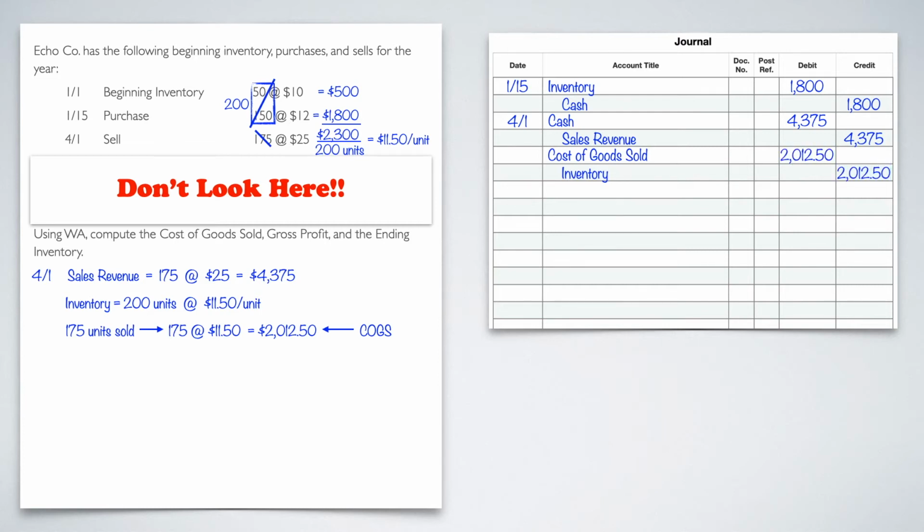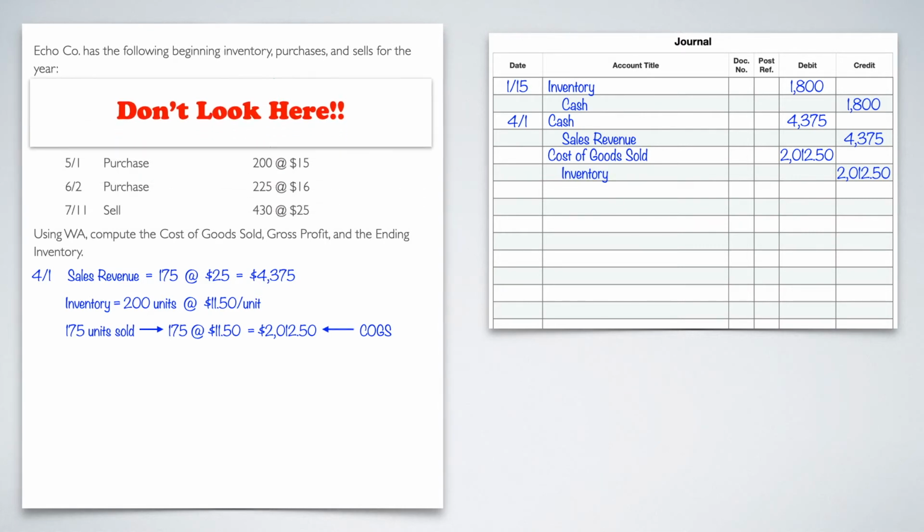2,012.50, 2,012.50. And like we've been doing, I'm also going to put a little slash through that 200 at the top because we don't have 200 anymore. We took 175 of those out. So I'll put a slash mark, put 25, to let myself know, hey, don't forget that. We have 25 at 11.50 still. All right, so we're done with the first sale. So now we're going to move the box up and get ready for the next one. Now, before we can do that, we need to fix something.